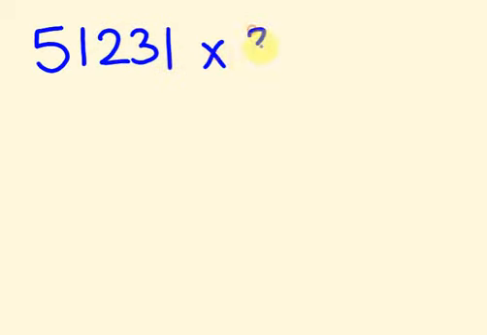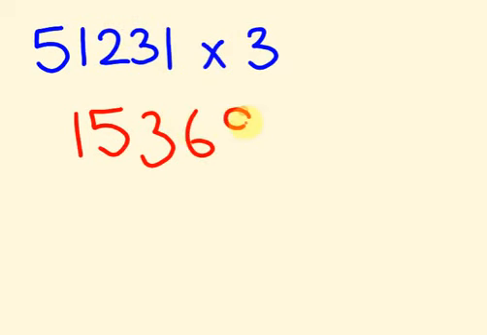Okay? So it's quite hard if you're not used to doing it in that direction. So the answer, by the way, is 153,693. Okay, I'll write that down. So I'm going to write the question down first. 51,231 it was, times 3. So the way we do it is this. 3 times 5 is 15. We put that down. So we're going from left to right. 5 times 3 is 15. 3 times 1 is 3. 2 times 3 is 6. 3 times 3 is 9. 1 times 3 is 3.